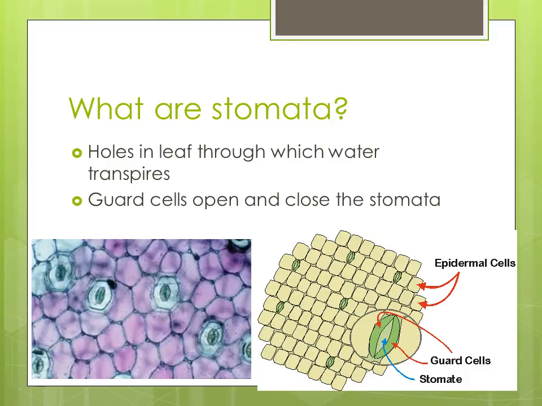I want you to think about and make a list of now 3 things that you think might influence the amount of transpiration that happens in a plant. So what might increase transpiration or what might decrease transpiration? Remember, transpiration is water evaporating out of a plant, so traveling up through a plant and evaporating out through these stomata openings in the leaf.